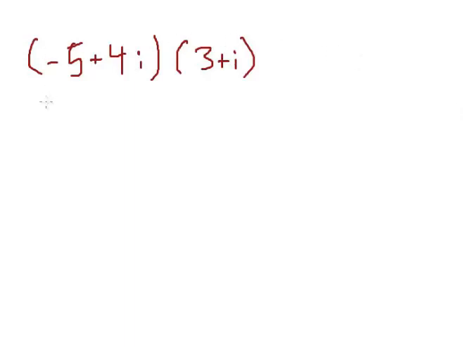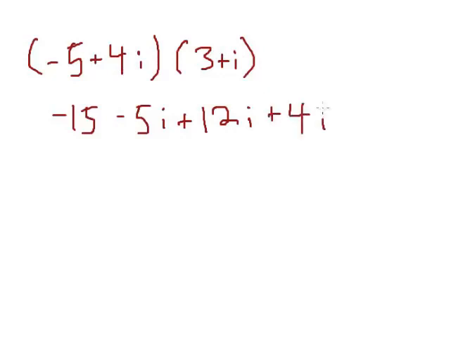This is just like any other binomial. We multiply out using FOIL. First is negative 5 times 3, which is negative 15. Outer, negative 5 times positive i, which is negative 5i. Inner, positive 4i times 3, which is positive 12i. And then the last one, we've got 4i times i, which is plus 4i squared. Well, let's see what we can do with this.